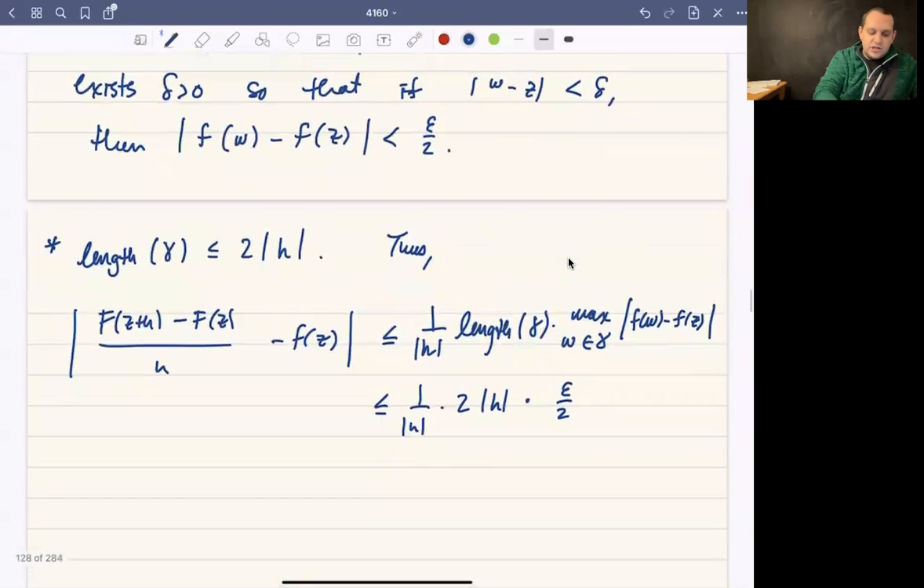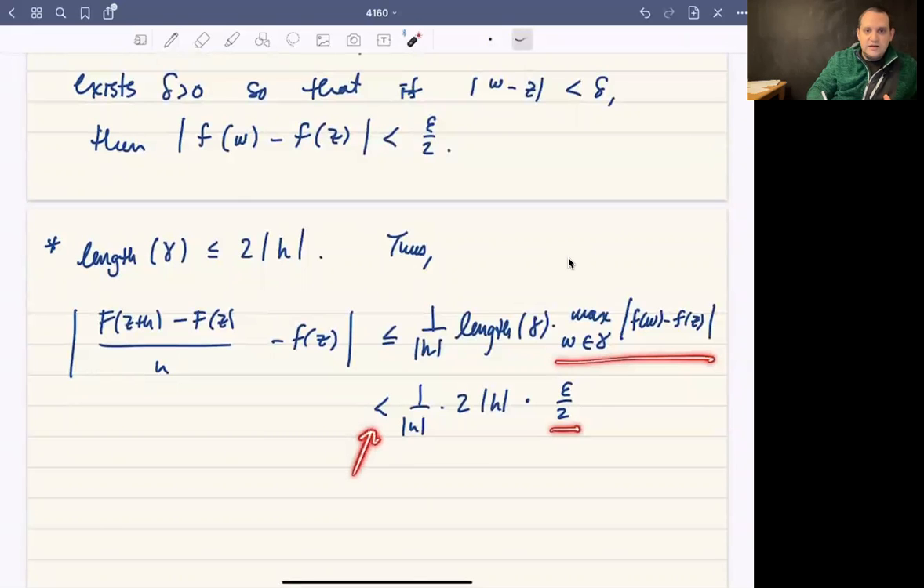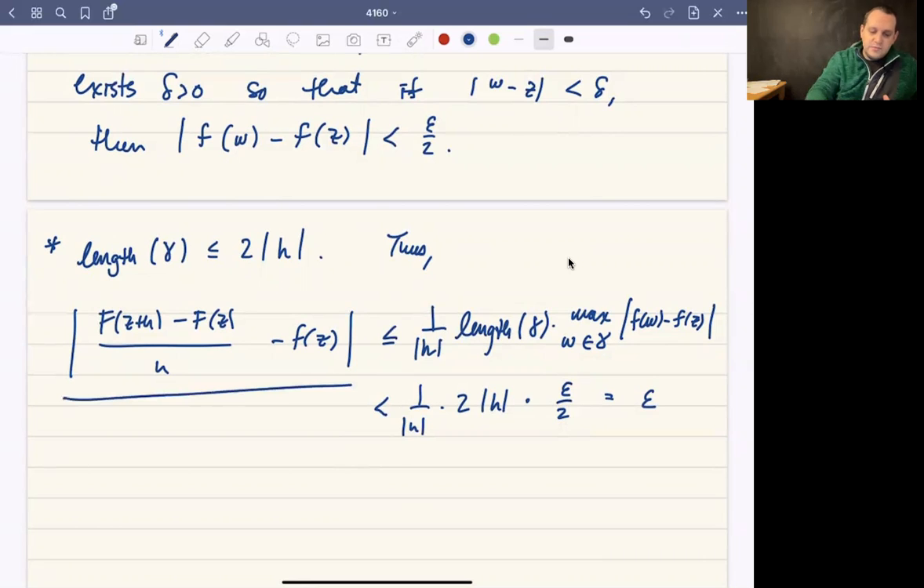So I could actually say that this is strictly less than, because the length of gamma is less than or equal to 2 times the modulus of h, and the maximum value here is strictly less than epsilon over 2. So I can write strictly less than there. And this, of course, is just epsilon. What this shows is that this value is going to be less than epsilon for all epsilon, and therefore it must be 0 as h goes to 0.